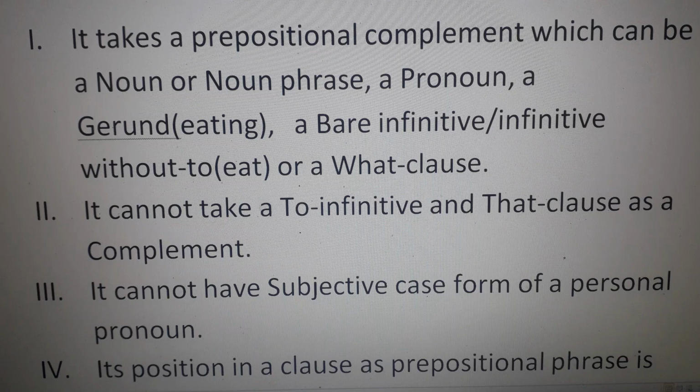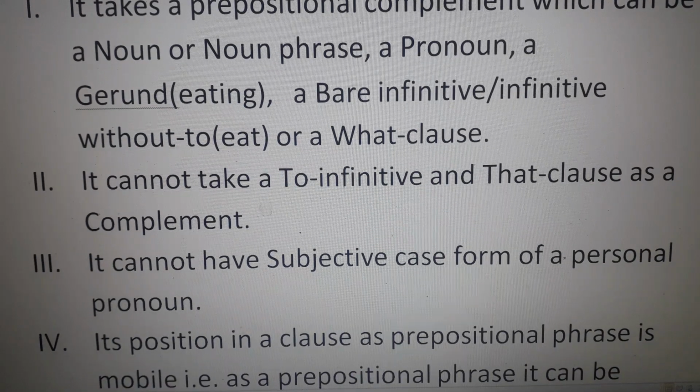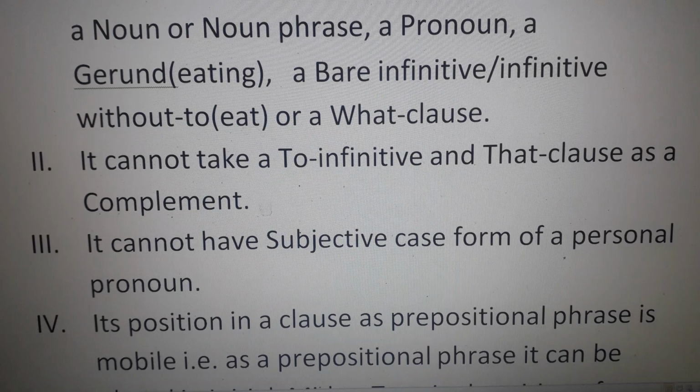Second, characteristics, which is common to all the prepositions. It cannot take a to infinitive and that clause as a complement.